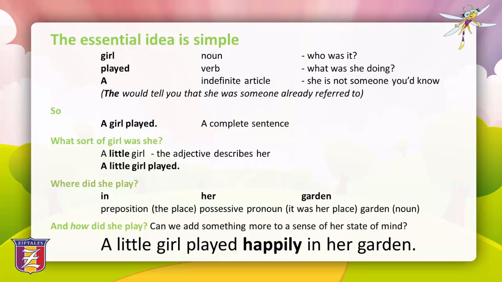Where did she play? In, preposition, the place, her, possessive pronoun, it was her place, garden, noun. And how did she play? Can we add something more to give a sense of her state of mind? The little girl played happily in her garden.